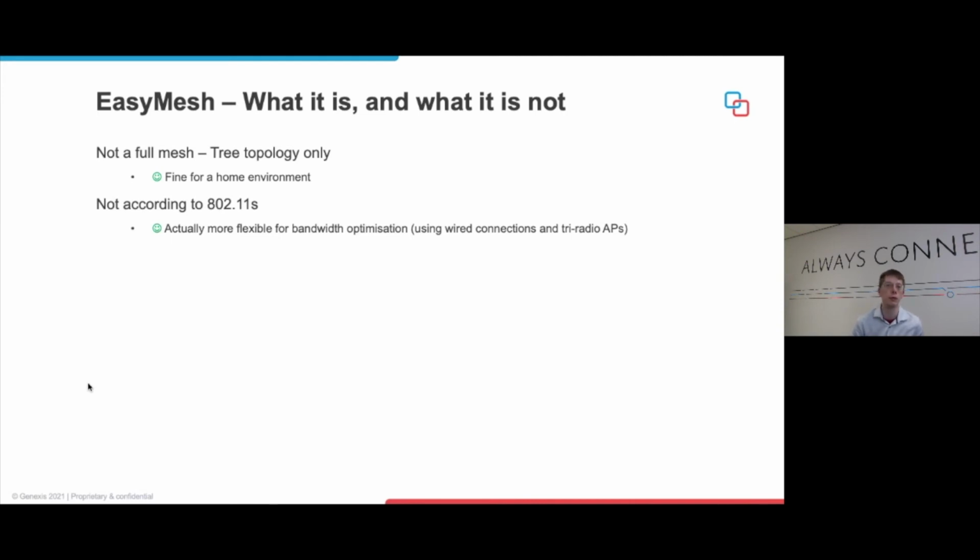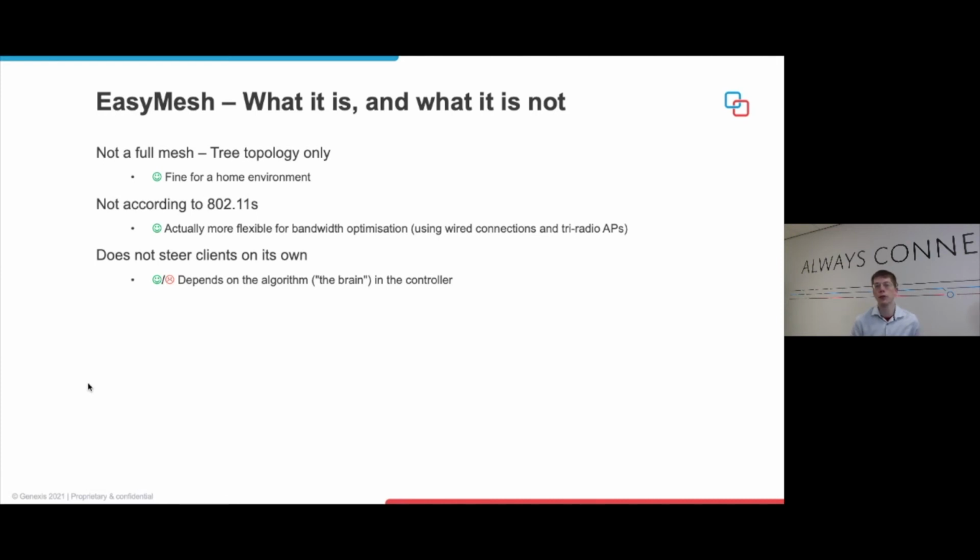6E probably. So EasyMesh is a lot more flexible with bandwidth and optimization, and it can use both the wired connections as well as multiple radios in an access point on 2.4, 5, and later 6 gigahertz. So it's just a lot better in practice. Then we have a couple of more things that are not so much a positive or negative, but just something to be aware of.